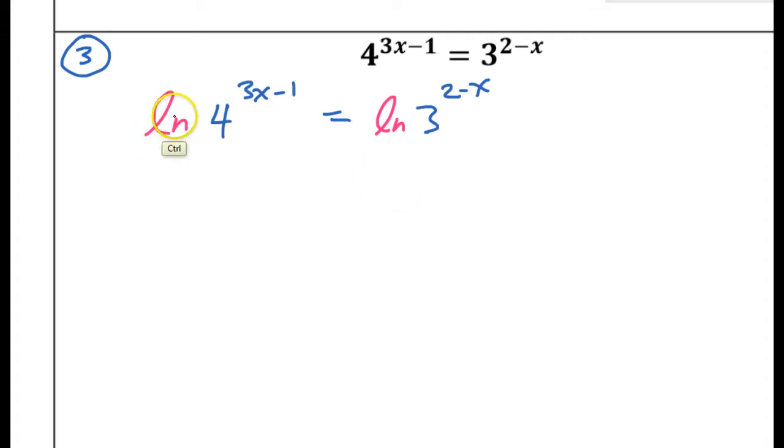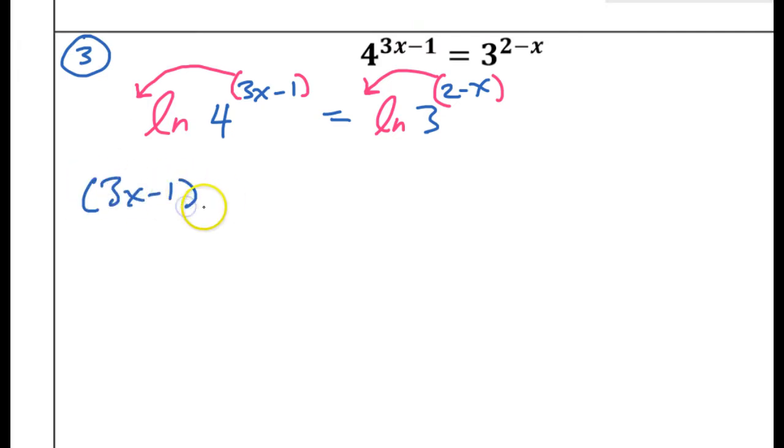Okay, now that I've done the log of both sides, I can do the power rule to get this expression out of the exponent. The power rule says you can take this exponent and put it out to the front of a logarithm. So that's going to give me 3x minus 1 times the natural log of 4 equals 2 minus x times the natural log of 3.